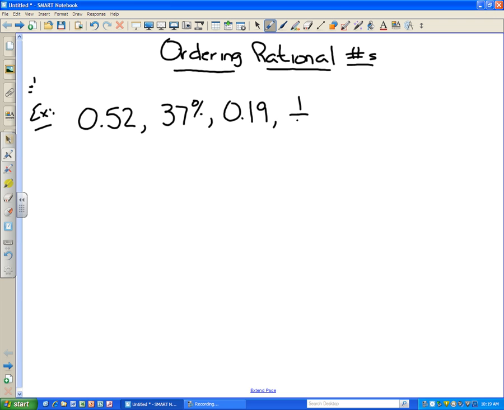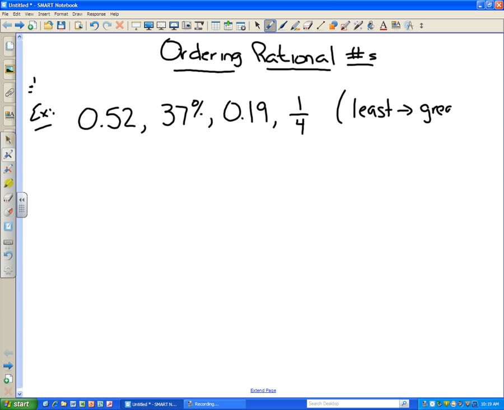So here's an example of all rational numbers. Each one of these numbers can be written as a fraction. A percent can be written as a fraction over 100, and 0.52 and 0.19 are terminating decimals, and 1/4 is already a fraction. So I want to order these numbers from least to greatest.